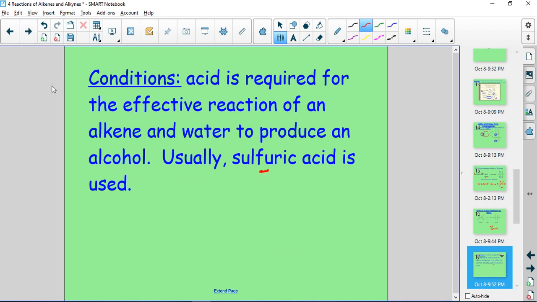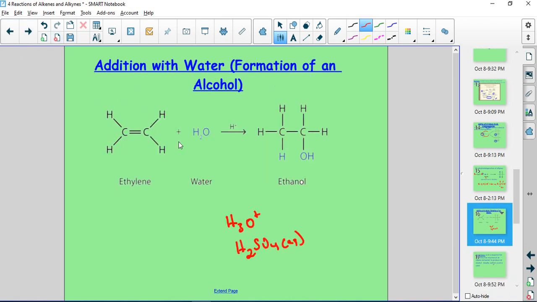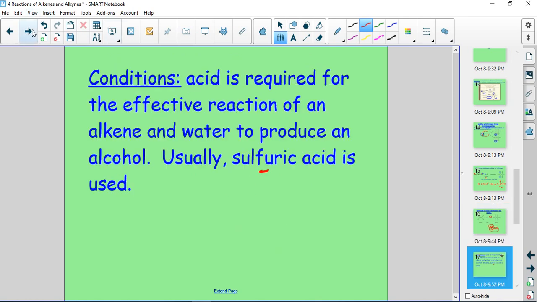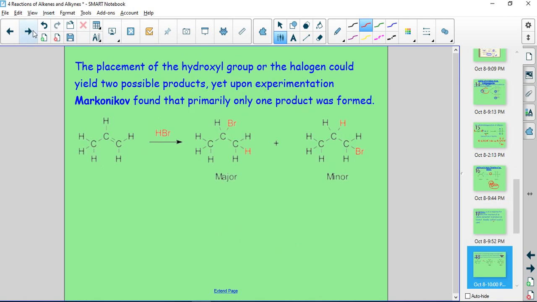Okay, so sulfuric acid is usually used. Now, for our purposes, you can write H+, that's perfect. You can write hydronium, or you can write sulfuric acid. Either one of those will work just fine, and you will get full marks.